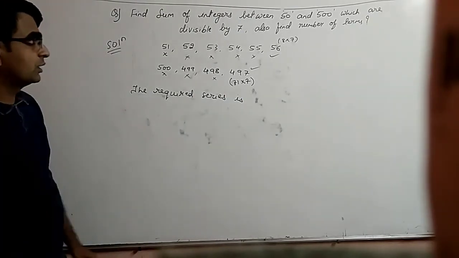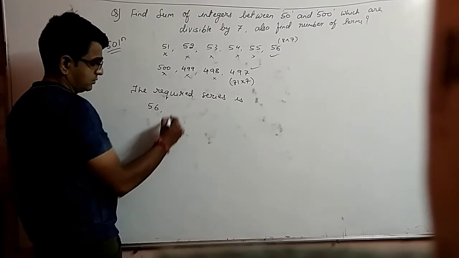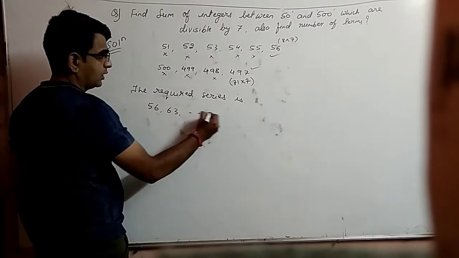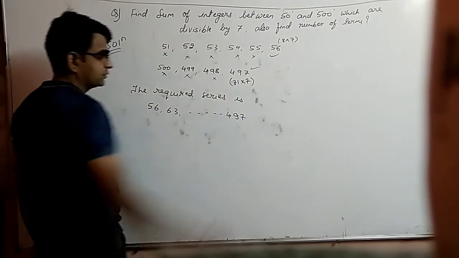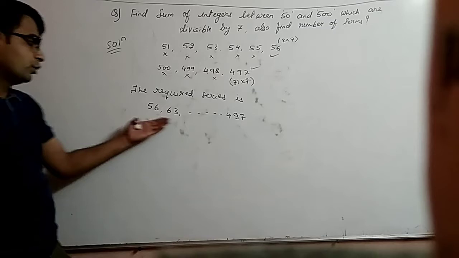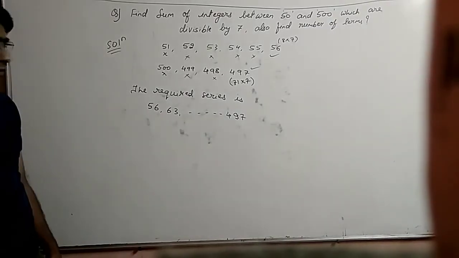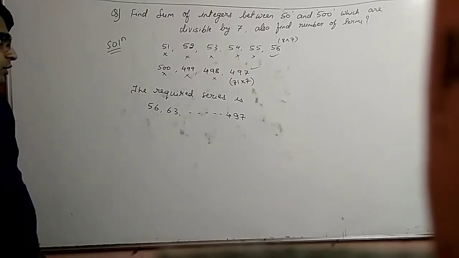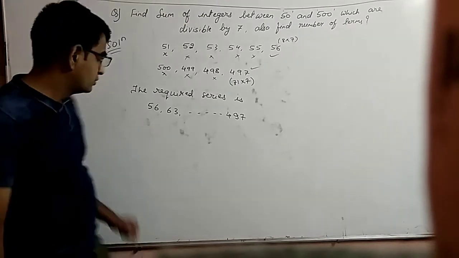Okay, so the required series will be 56, 63, up to 497. We have to add all these terms. Now for that we have to find the number of terms, because without that we cannot find Sn.